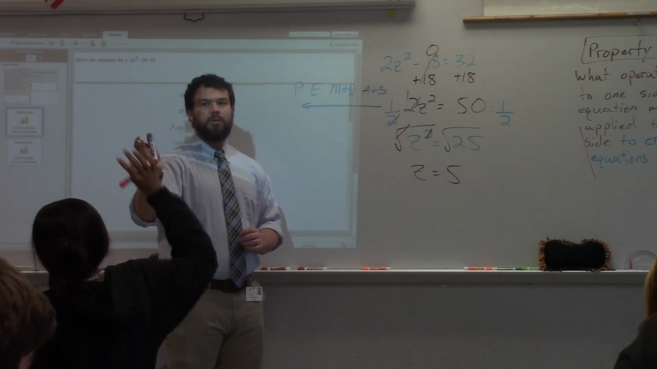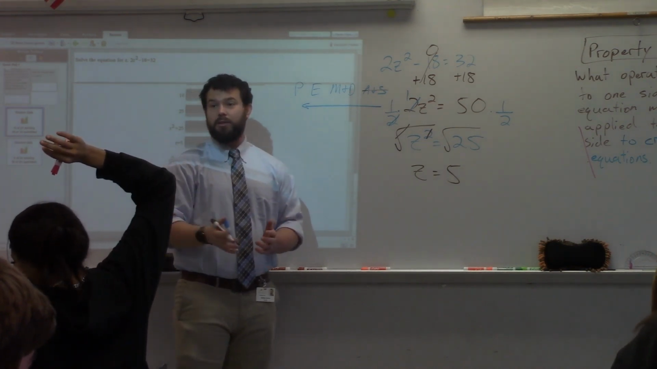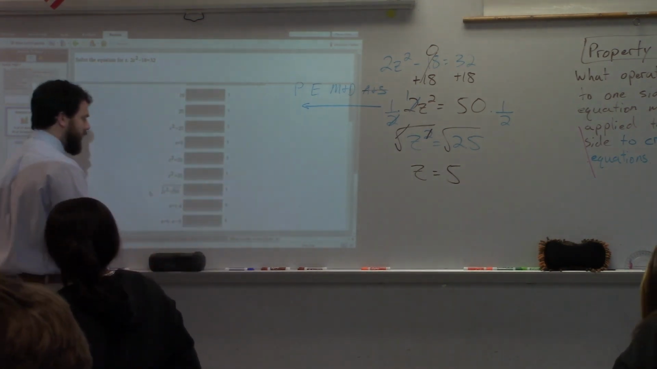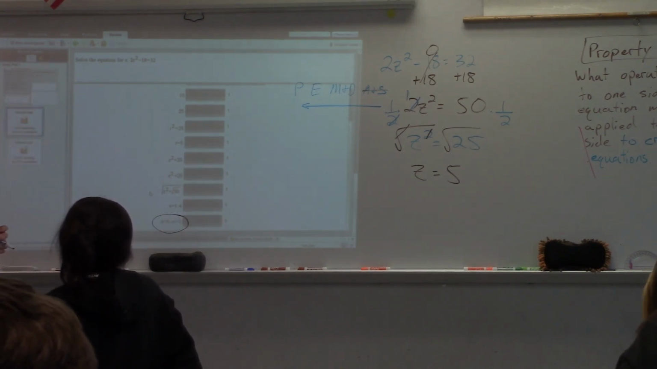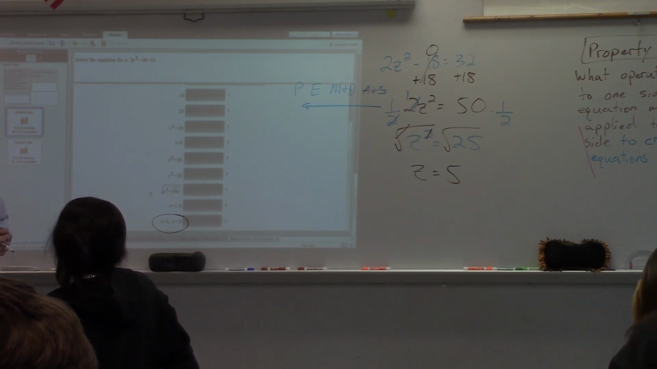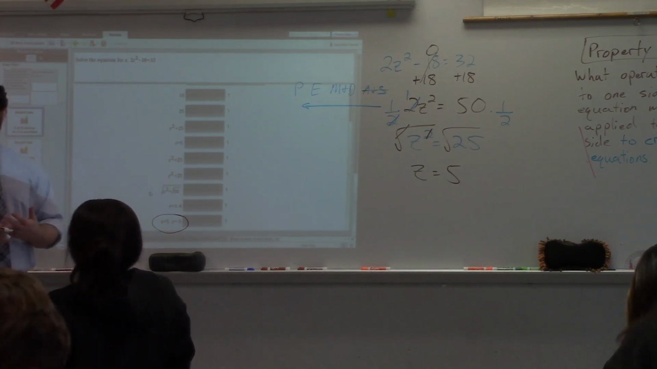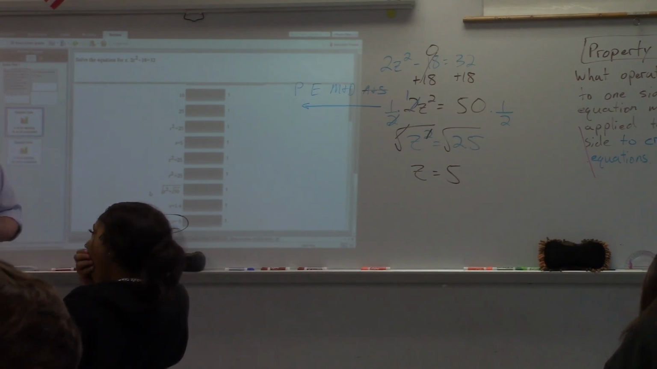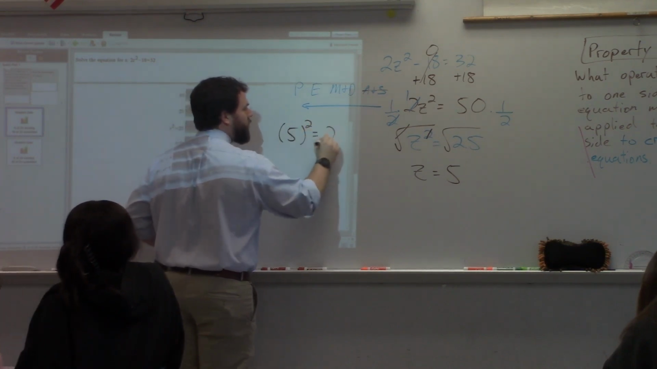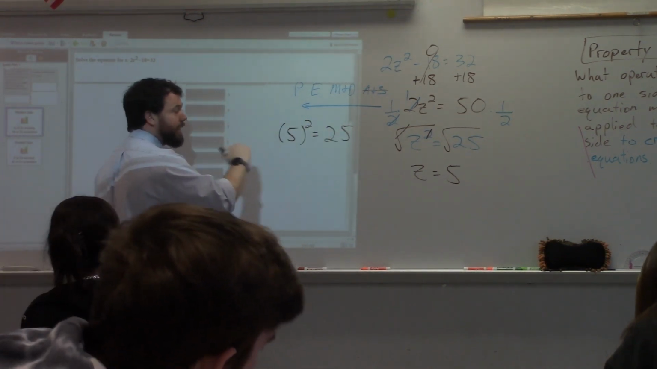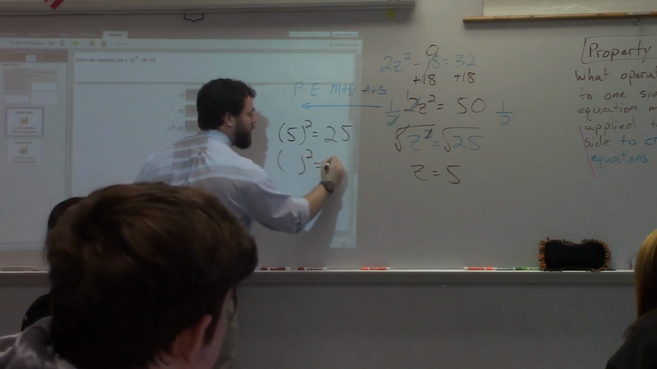We could substitute in to check, see if that makes the equation true, see if it's a solution. But someone said there was another answer. Someone said 5 and negative 5. And this is something you got to keep in mind. We got to introduce this and focus on it. When I think about this z squared right here, is 5 squared equal to 25? Yes. Is anything else squared equal to 25 though?